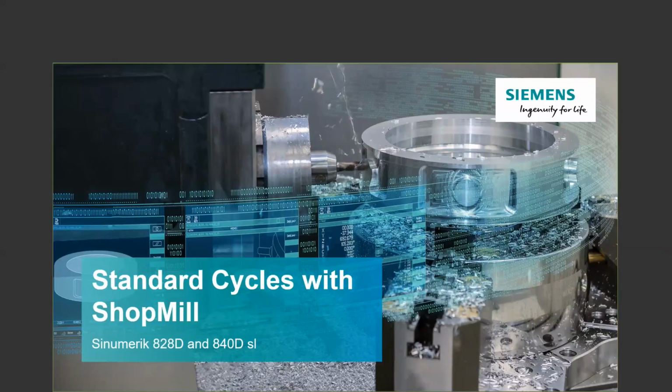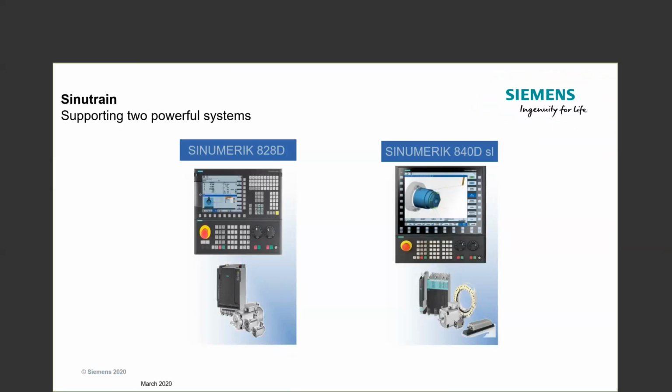But to get right at it, today we'll be talking about standard cycles with ShopMill. Everything that we'll be discussing today applies to both the 828 and the 840 as far as Sinutrain is concerned, and as far as the basic cycles are concerned, there really is no difference. So everything that we go over will apply to either control.